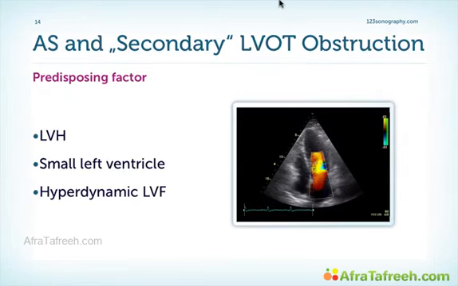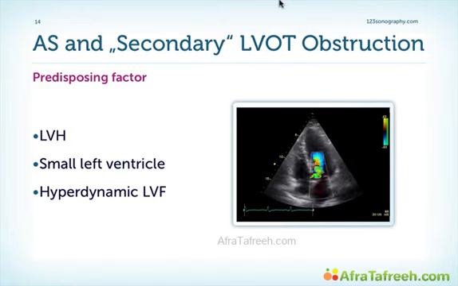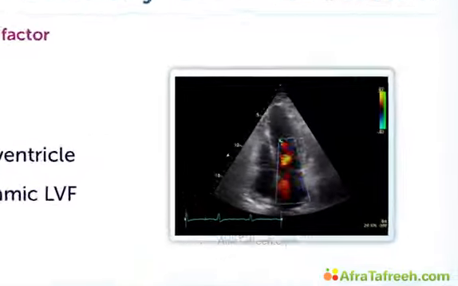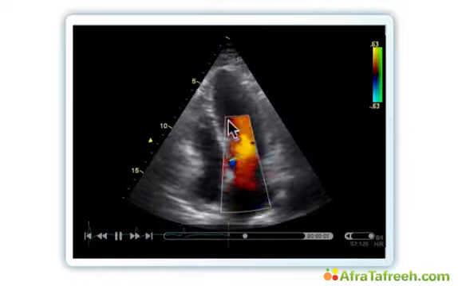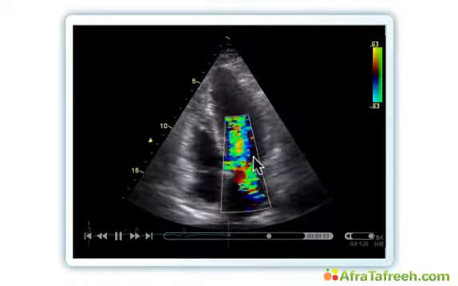Another situation which can be clinically quite challenging is when you have a patient with aortic stenosis and a secondary left ventricular outflow tract obstruction. Usually you find left ventricular hypertrophy, and you can have quite some hypertrophy of the proximal septum, and you will see a small left ventricle and perhaps even a hyperdynamic left ventricle. Look here at the turbulences that you see at the proximal septal site pointing to obstruction.